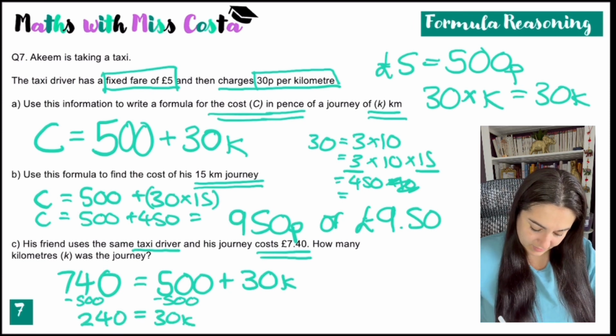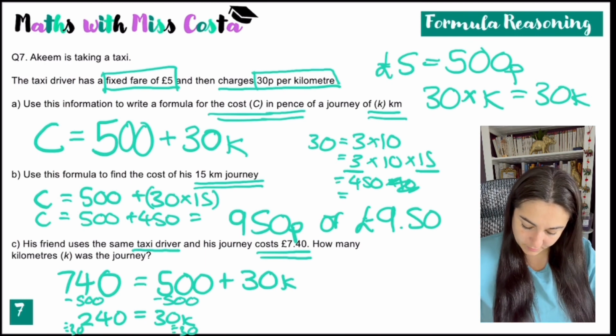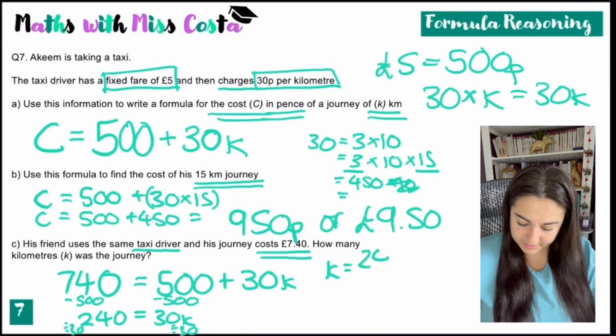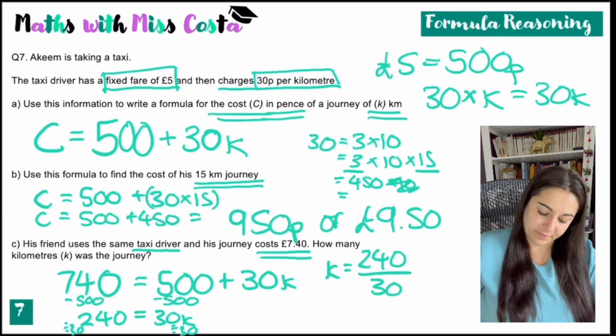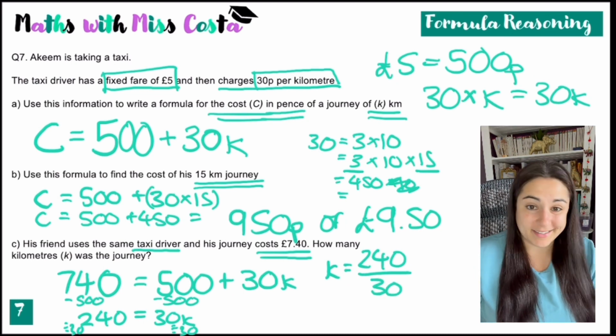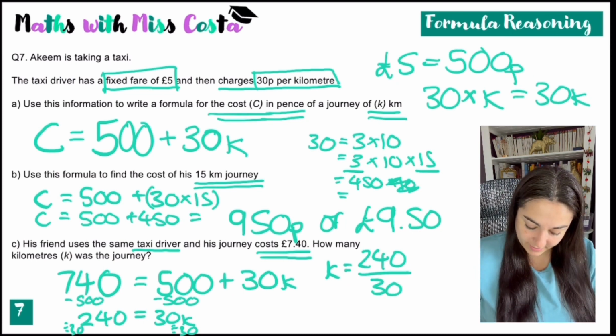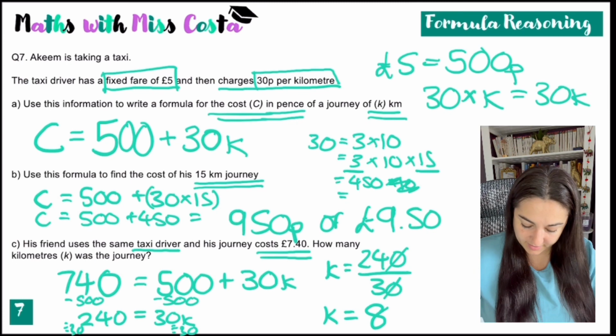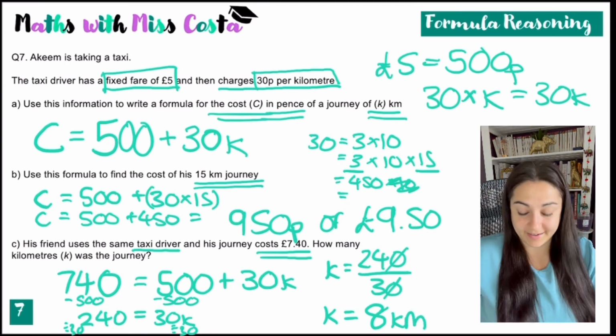What do I need to do? Divide both sides by 30. So k would be 240 divided by 30. And if I've got zeros, it means I can divide by 10. So divide by 10, you're left with 24 over 3, and 24 divided by 3 is 8. So therefore the journey must have been 8 kilometres.